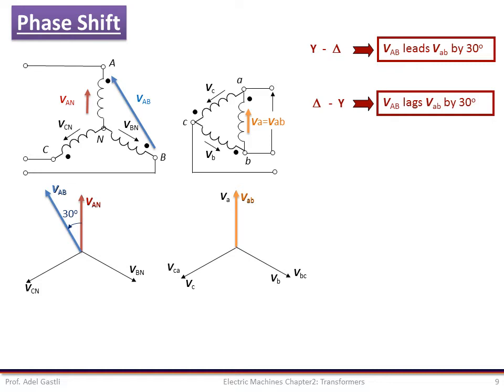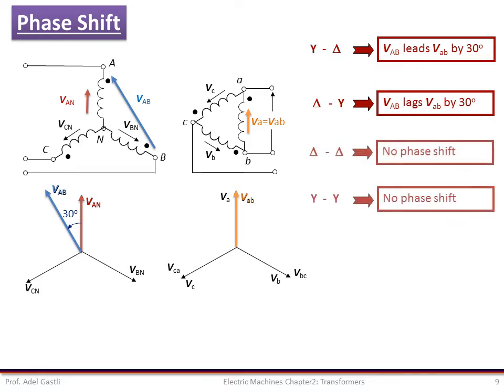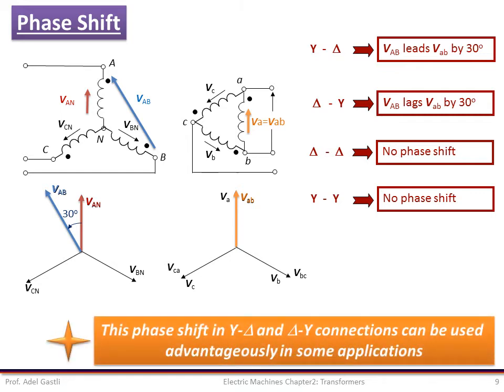It can also be shown that the delta-Y connection provides a 30 degree phase shift between line-to-line voltages, whereas delta-delta and YY connections have no phase shift in their line-to-line voltages. This property of phase shift in Y-delta and delta-Y connections can be used advantageously in some applications.